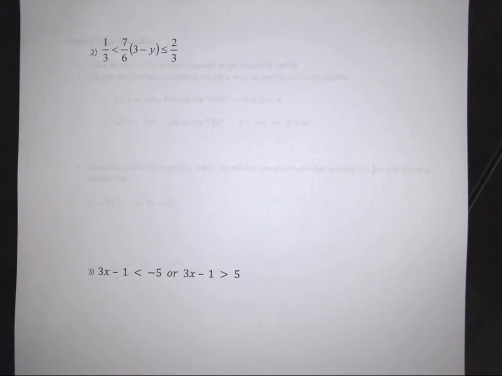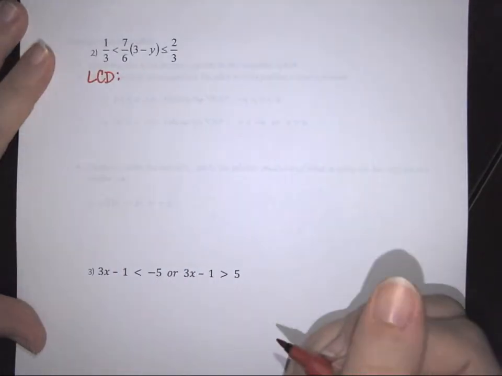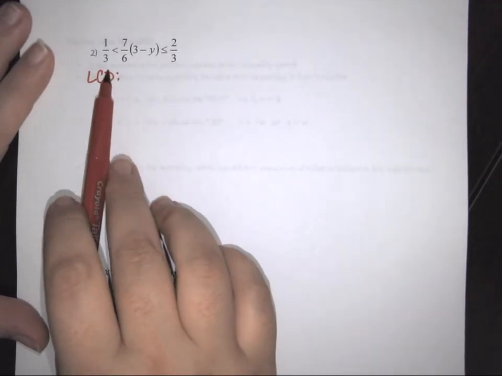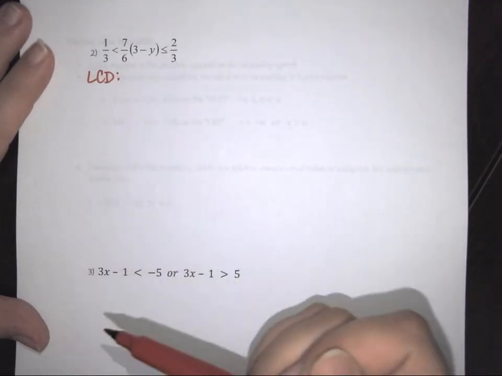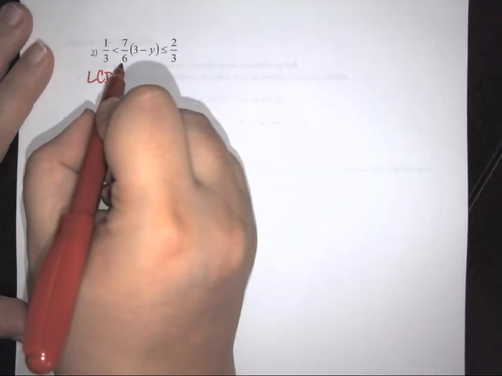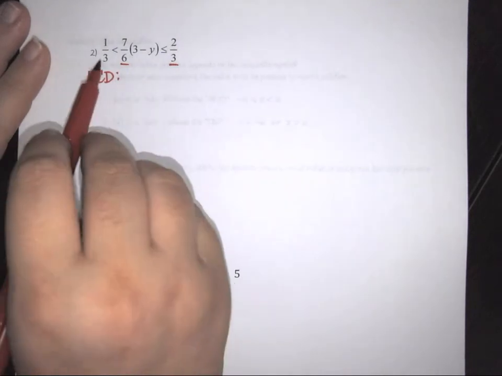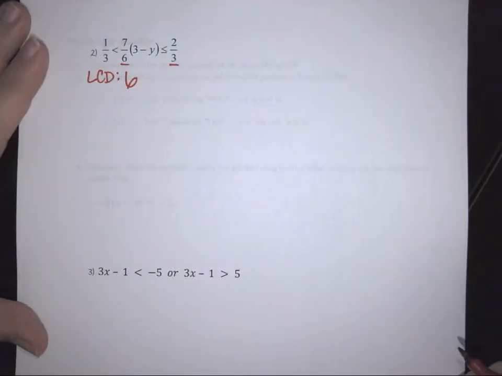Okay, so in this one, notice we have fractions. So the very first thing that I would do is remove my fractions. And that means I need to find a least common denominator. My least common denominator is what's in common between 3, 6, and 3. So obviously I'm going to look at 6, I'm going to look at 3. What's in common there is 6. Does my other 3 go into it? Well, obviously. So the least common is 6.